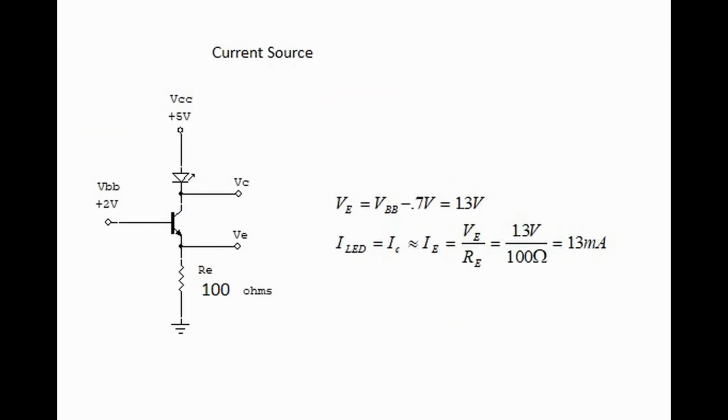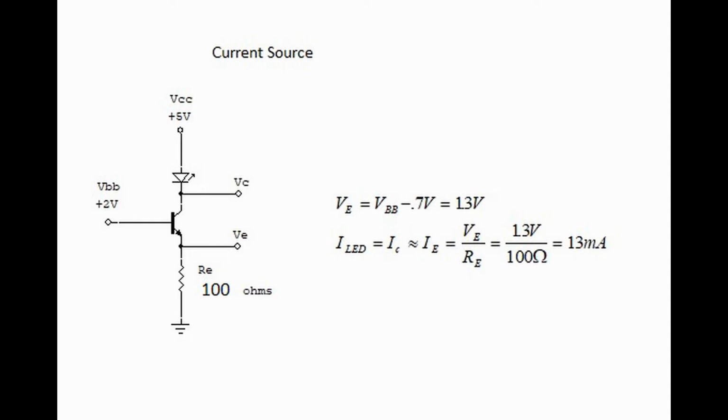Here is an interesting problem because if you notice, we have an LED in the collector circuit instead of a resistor. Even so, we proceed as before. Voltage on the emitter equals voltage VB minus 0.7 volts, or 2 volts minus 0.7 volts, which equals 1.3 volts.